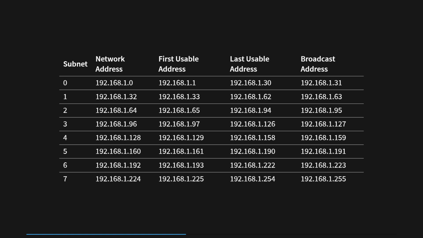The following table presents the subnet addressing scheme for the 192.168.1.0/24 address space. This table showcases the 8 subnets created, each with its respective network address, first usable address, last usable address, and broadcast address. The address space is effectively divided, allowing for efficient addressing and network management.